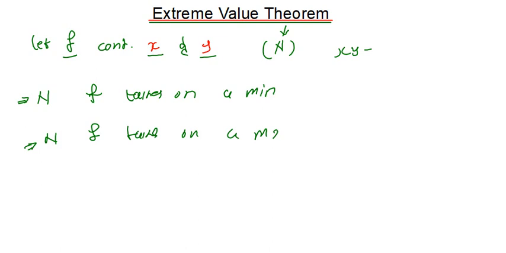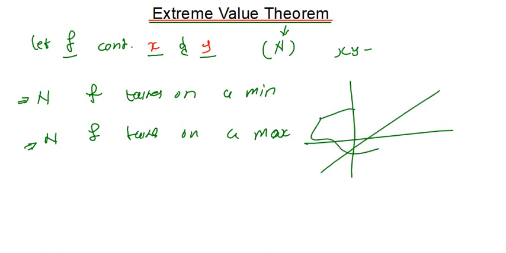And within the bounded region, f also takes on a maximum value. Here, let's say this is our z, that's our y, that's our x, and we have a surface, something like that. If this is true, then within that bounded region there's at least one point, meaning there can be multiple points, where f takes on a min. So you can have multiple points that give you a min for that function f. The same applies to the maximum: within that given region, there is at least one point where f takes on a maximum value.